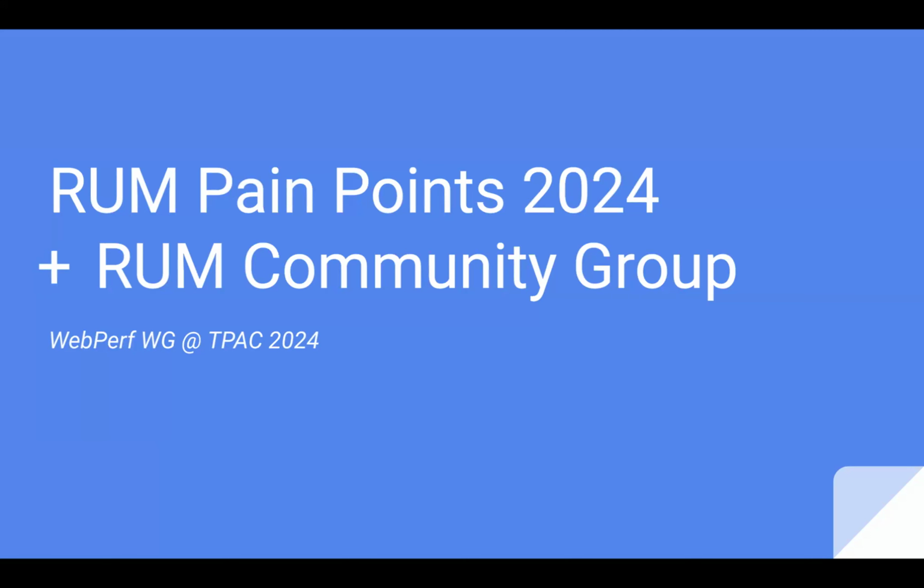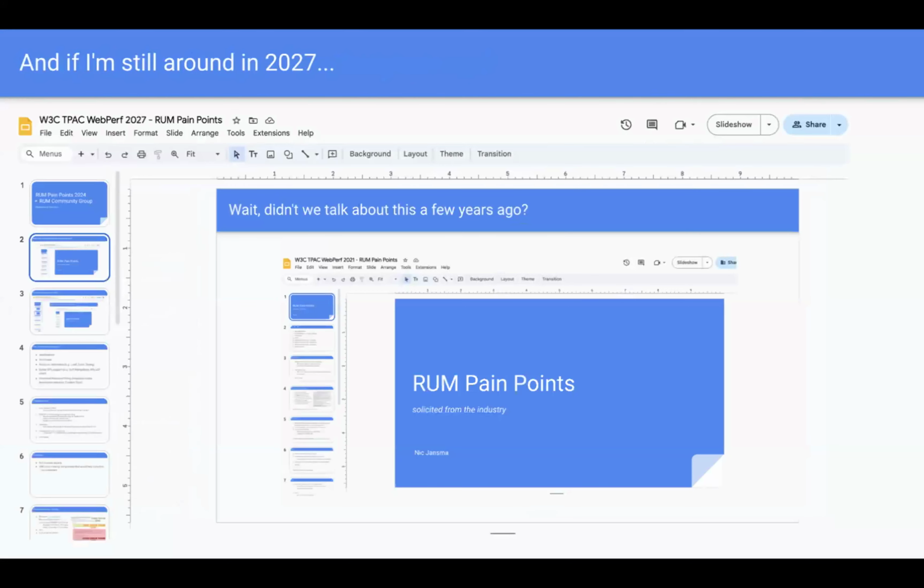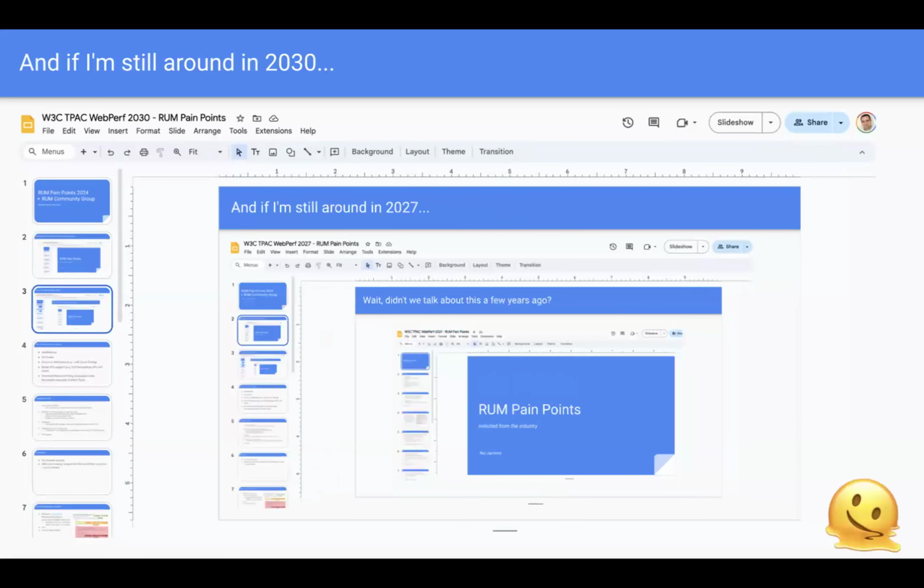The title of this is RUM Pain Points 2024 and the RUM Community Group. And maybe you're thinking, wait a second, didn't we talk about RUM pain points a couple of years ago? Well, yes, in 2021 we had a similarly titled session where we solicited some ideas from other RUM providers and had a good chat about it. And if I'm still around in 2027, I promise to do this again. And if I'm still around in 2030, maybe we'll keep on doing this indefinitely every 3 years. We'll see.